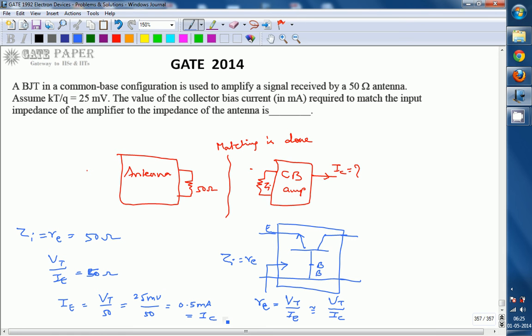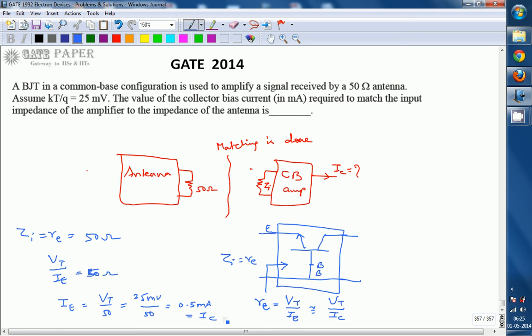The only thing is that there must be matching. Matching means the output impedance of the antenna must be matched with the input impedance of common base. So Zi must be equal to 50 ohms. Zi is RE for common base. RE is VT by IE. IE is the emitter current. Emitter current is approximately equal to collector current. So VT by IC we can write.